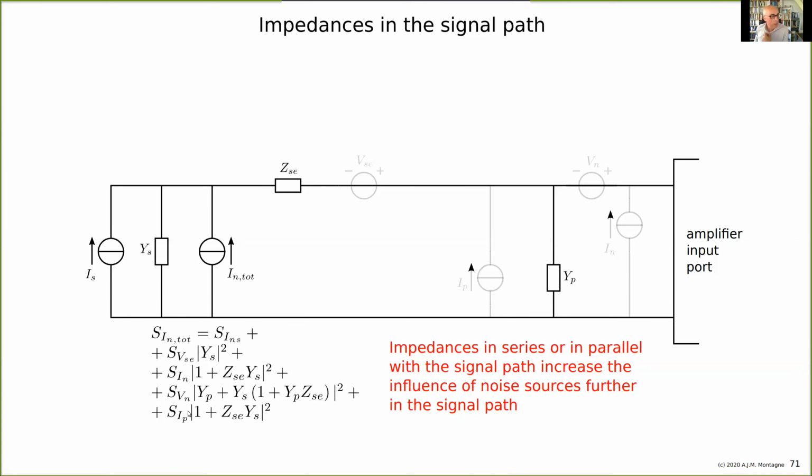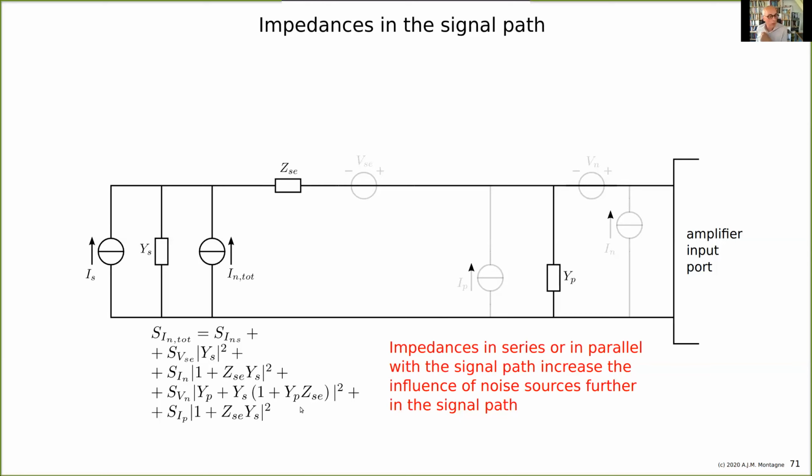Now, even if these impedances and admittances were noise-free, for example, ZSE is a capacitor and YP is a capacitor, or they are inductors, or combinations of inductors or capacitors, then they are noise-free. But you still see that there is an enlarged contribution of SIN because the product of ZSE and YS is not 0. And here also you see SVN is increased. So even if the impedances are noise-free, and that is very important to realize. Even if we connect our microphone to the amplifier with a capacitor, and the capacitor doesn't generate noise, it can affect the signal-to-noise ratio.